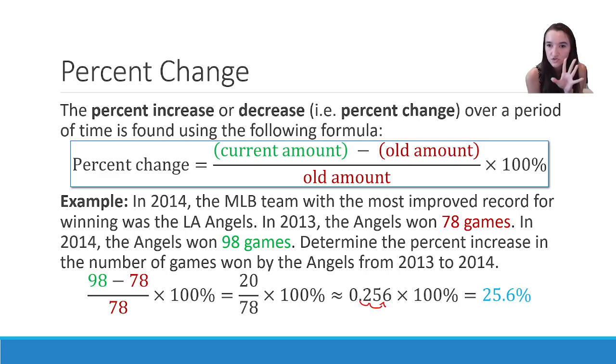So I want to just break this down a little bit more. That 20 over 78, you might, without even using this formula, because I don't want to get bogged down by formulas here, what's happening here is they increased by 20 games. Like they won 20 more games. We can see that, 78, 98. So there's 20 more. So they increased by 20 out of 78.